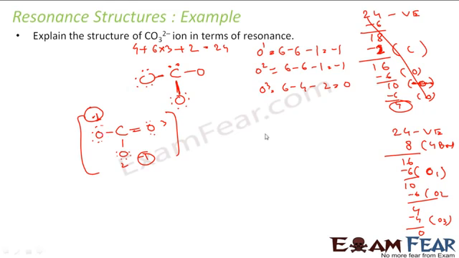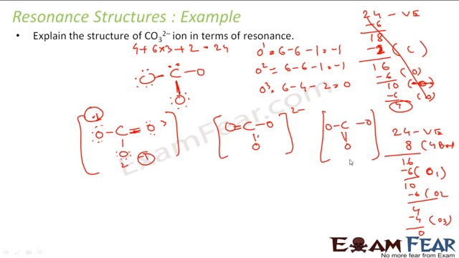Correct? So the point to note here is that instead of taking a double bond for oxygen 3, we could have taken a double bond for oxygen 1 also, or a double bond for oxygen 2 also, right? All these 3 structures are possible. So in one case the double bond is here, here, or here. That's why we say that resonance exists here.